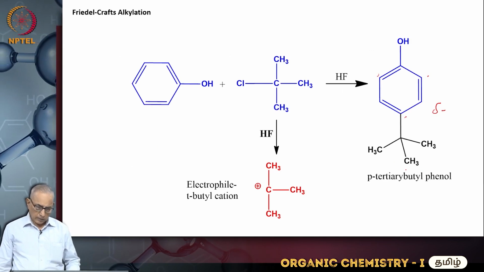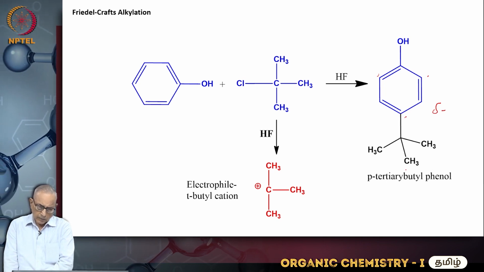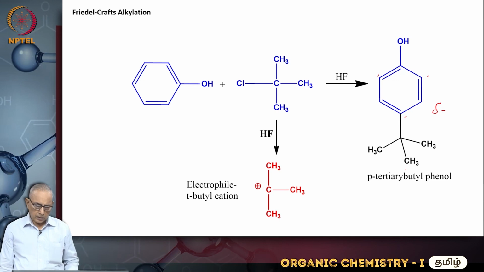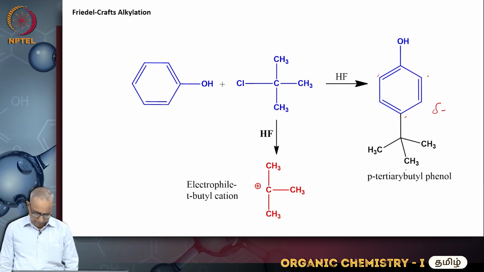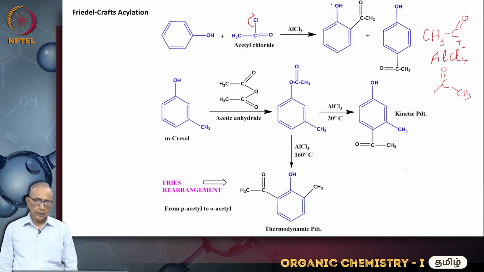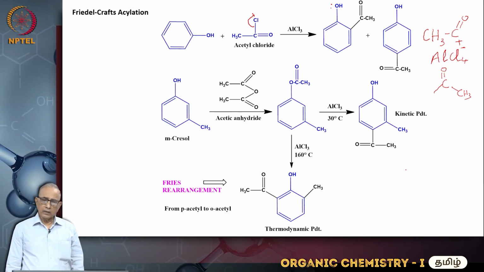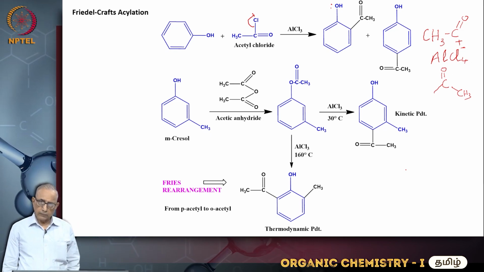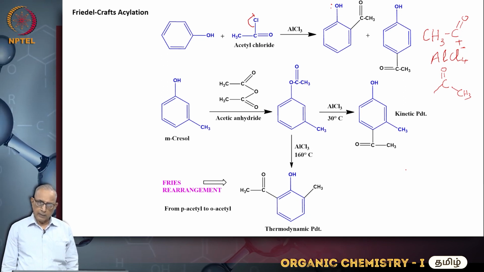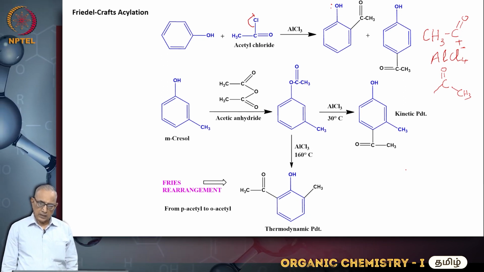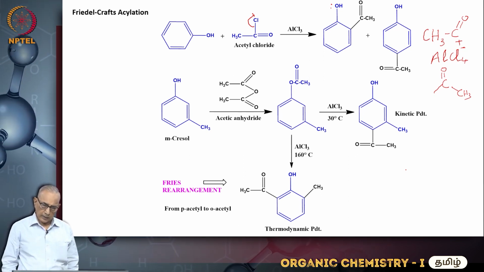Now we started out today with Friedel-Crafts alkylation. If you take tertiary butyl chloride treated with HF, it forms tertiary butyl cation. Because of its bulk, it attacks the para position to form para-tertiary butyl phenol. Then Friedel-Crafts acylation, we looked at the reaction of CH3COCl with phenol in the presence of aluminum chloride. Aluminum chloride abstracts the chlorine of the acyl chloride as Cl minus and forms CH3CO plus. This is the electrophile. The CH3CO plus attacks the ortho or para position.